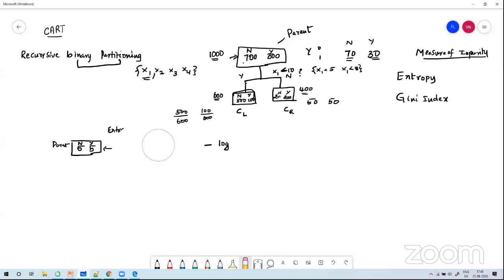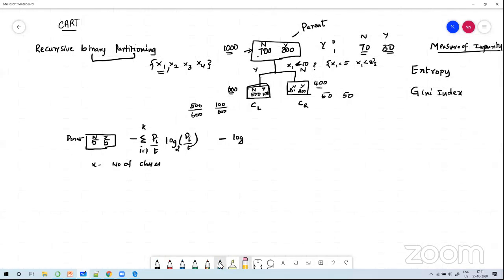Too many things to remember. I don't have that much memory power these days. Minus sigma p_i by t log of p_i by t to the base 2, where i is equal to 1 to k, where k is the number of classes. Here it is 2 classes, no and yes. Right. So for the parent node, the value of entropy is going to be measured like this.